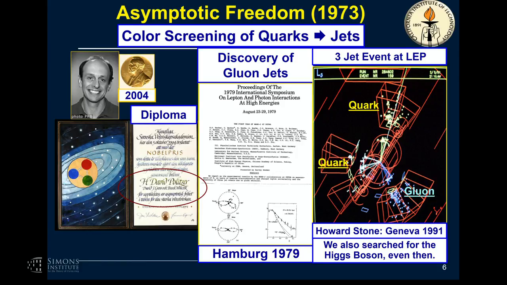There's the Nobel Prize for my colleague. In the middle is my reporting of the discovery of gluons experimentally at a conference at Fermilab, which I reported in 1979. And some of the first color graphics displays, which show these jets from my first graduate student.